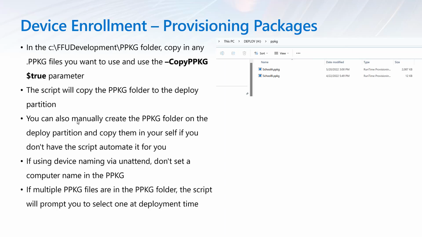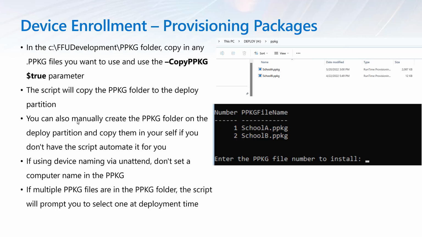So in our example here, we have the H drive for our deploy partition, and we have ppkg, and we see we have two provisioning packages. We have school A and school B. When we plug in our USB drive and go through the process, we see both of these and we ask you which provisioning package you want to use. Just hit the number and we'll go through.